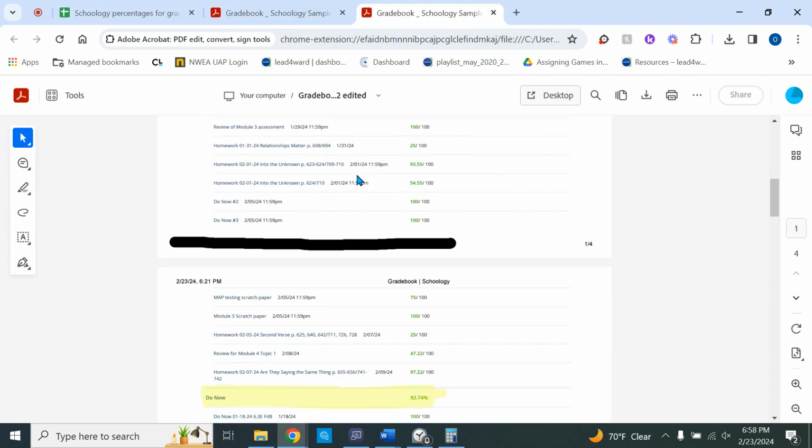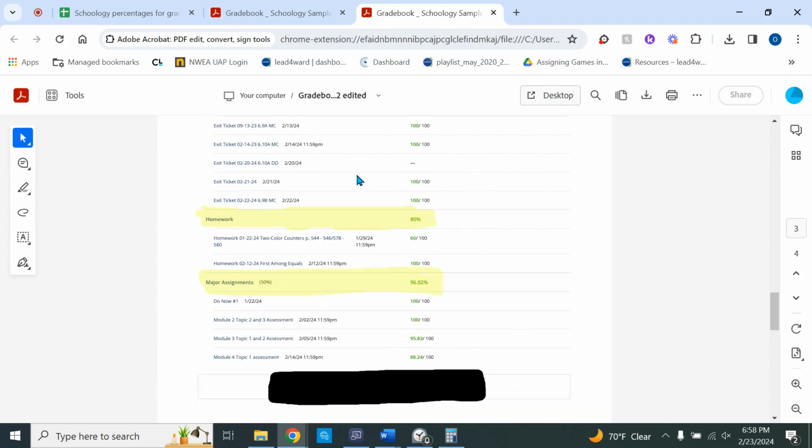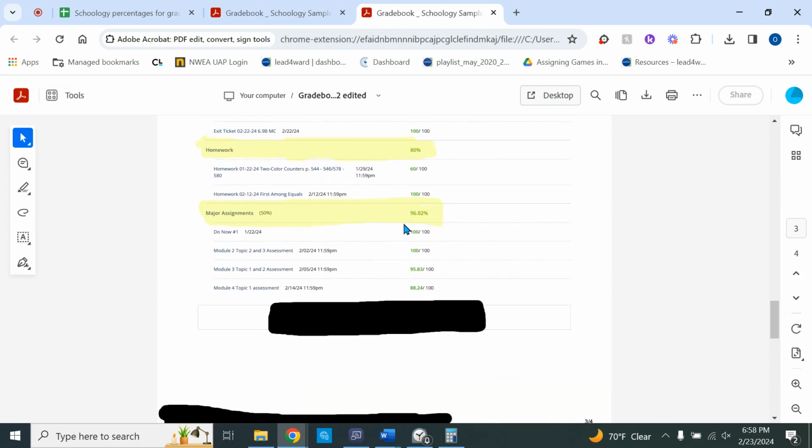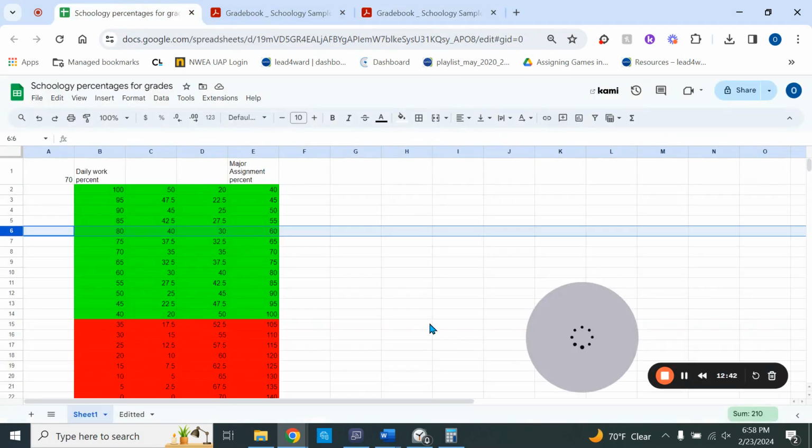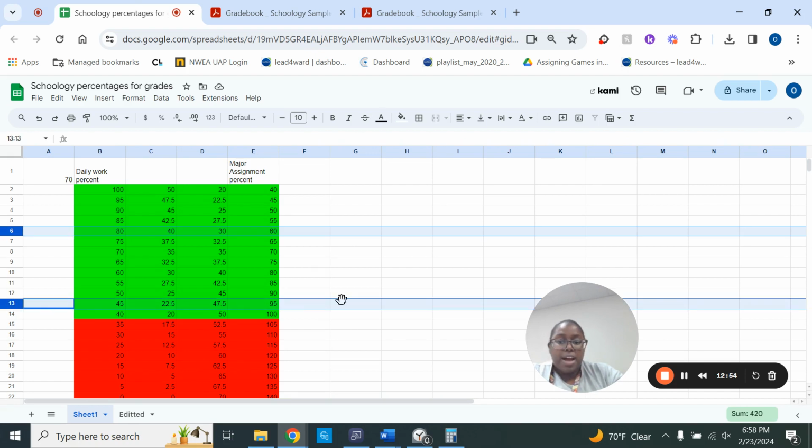Wrong one. So let's go to their major assignments. So for major assignments, this student's got a 96.2%. So let's refer back to our chart. For 96 in the major grades, we're going to put it at 95, kind of have to round it down to the nearest one. So with a 95, they only need a 45 in their daily works. And with an 80 in their daily works, they only need a 60%.